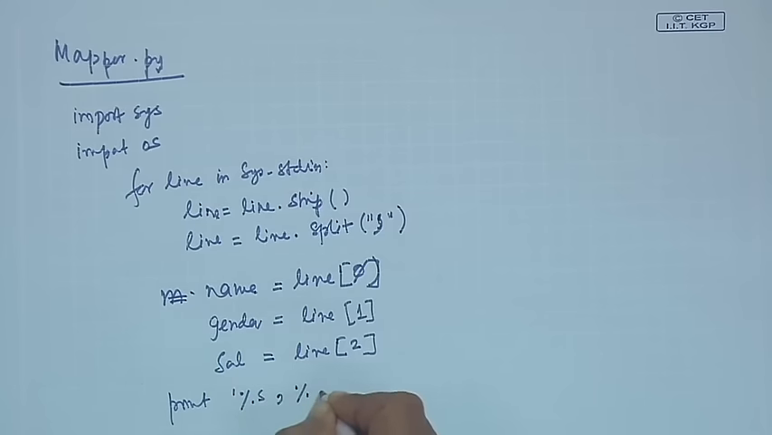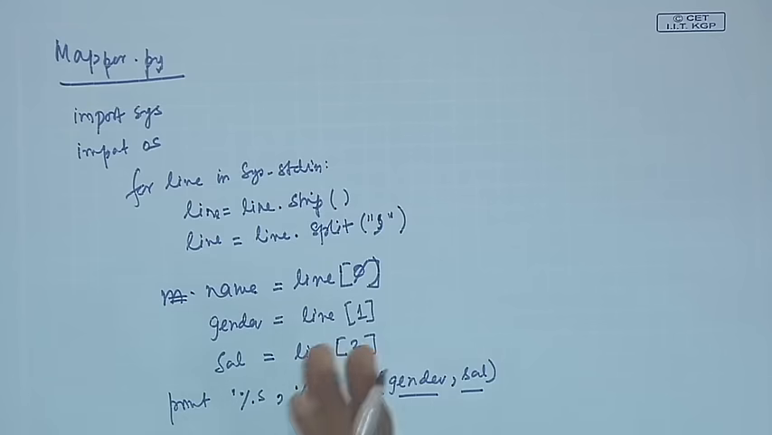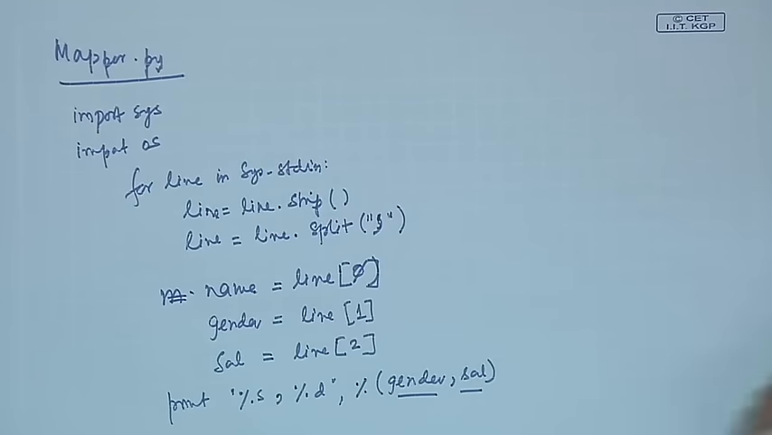comma percentage D, then so what we do, gender and salary. In other sense, this syntax you need to check up. In other sense, what we do, we dump basically gender and the salary into the thing, or m and the salary portion. Like as you see, we want to generate this m and the salary portion, right? And another thing is that either m or f and the salary portion, right?